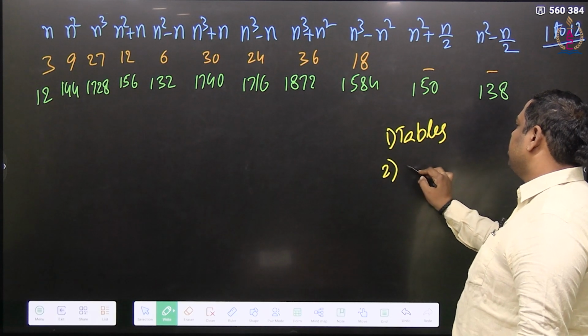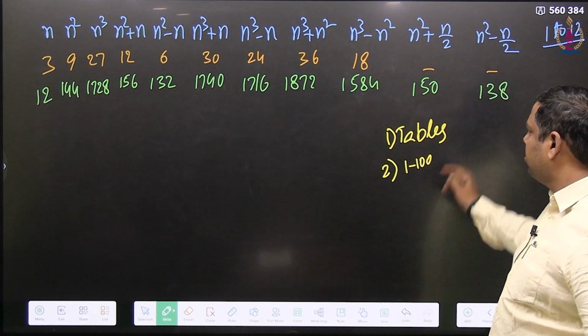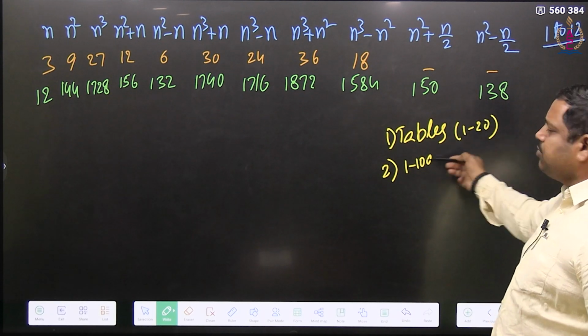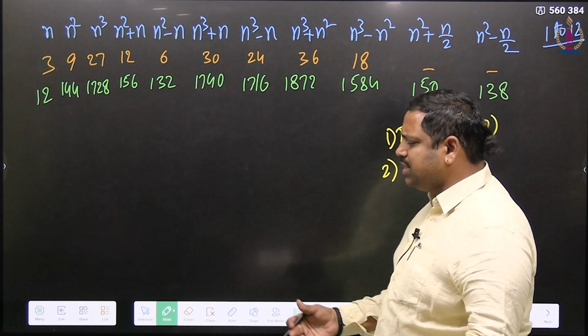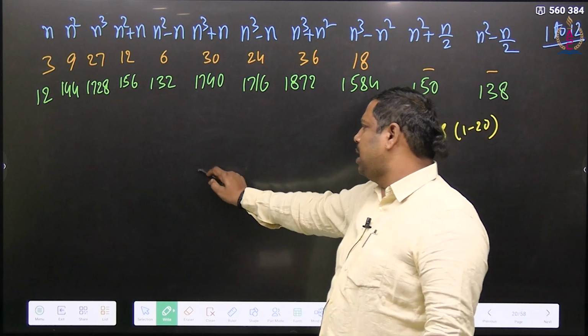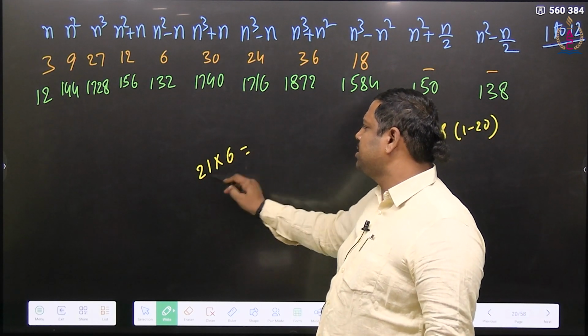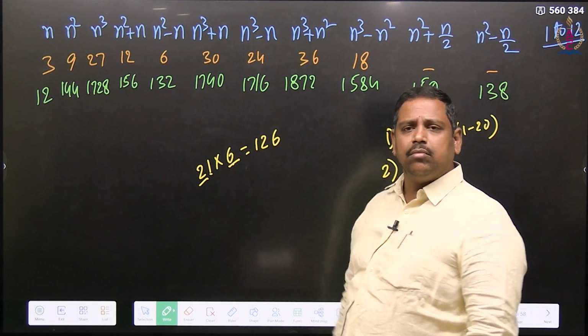Number 2, I will suggest 1 to 100 tables. First tables means 1 to 20. Next 1 to 100. I am not saying 1 to 100 means blindly by heart, like 21 7s are 147, 21 8s are 168. I am not saying like that. Suppose I am giving a simple one. 21 6s are how much? 20 6s, 120 plus 6, 126.